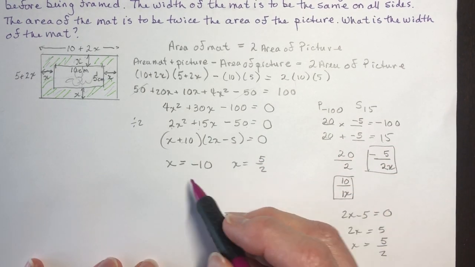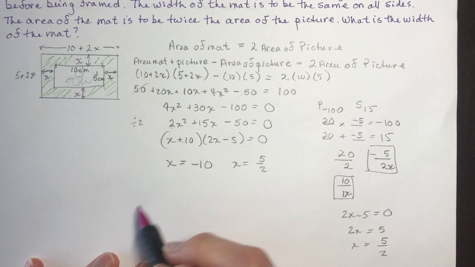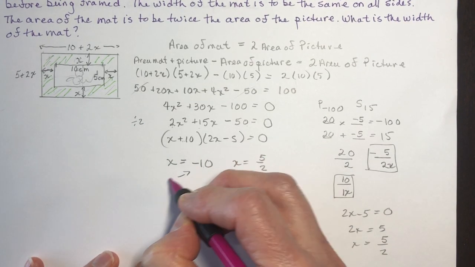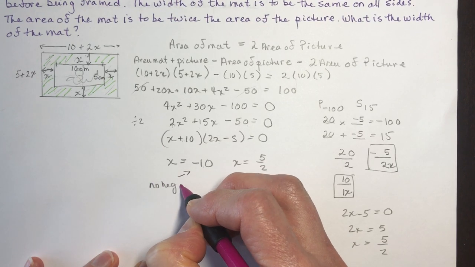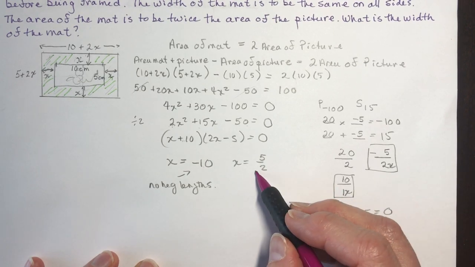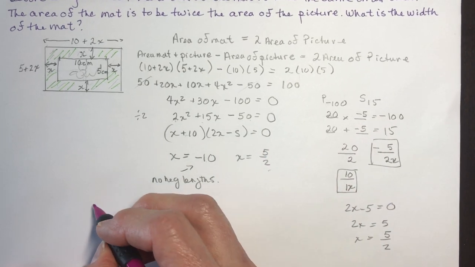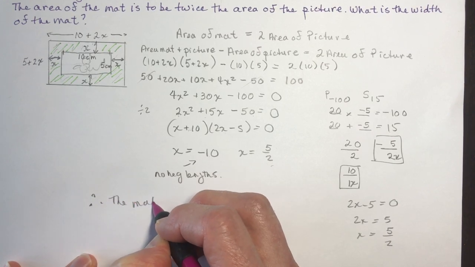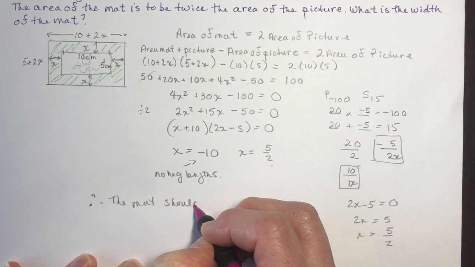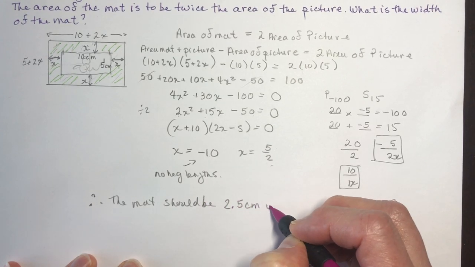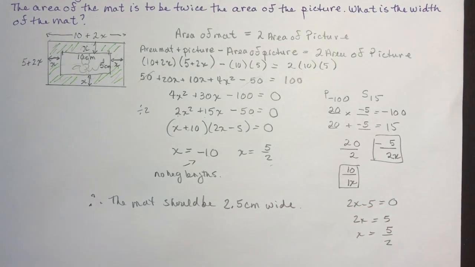So one of these solutions obviously is inadmissible. I cannot have a negative length, right? There's no negative lengths. You don't measure something negatively. So my answer is 5 halves, and I would say, therefore, the mat should be 2.5 centimeters wide. Okay? So that's the first one. That was a frame one.